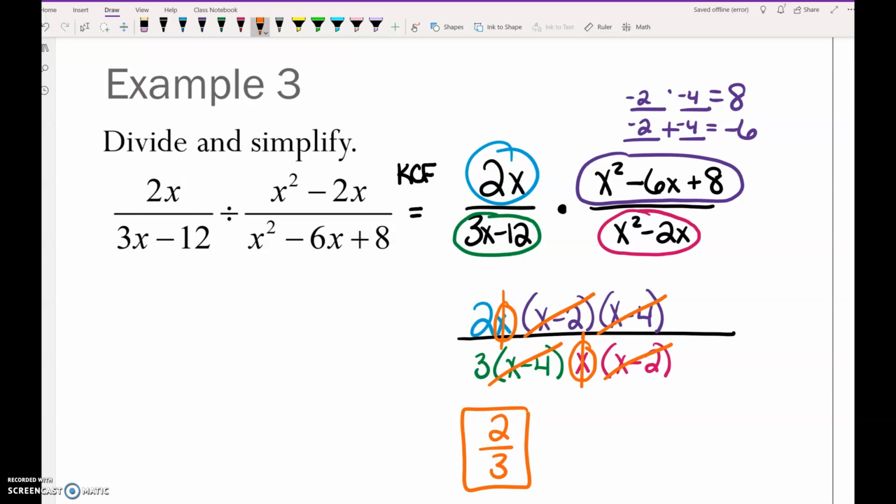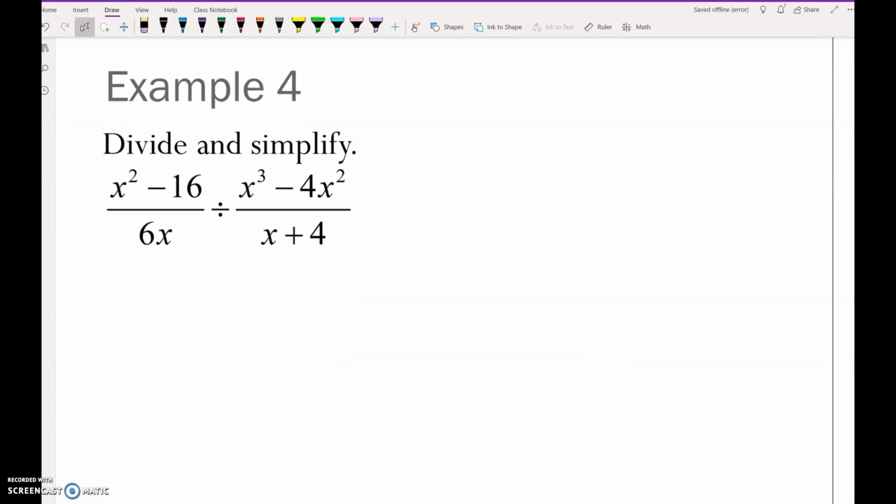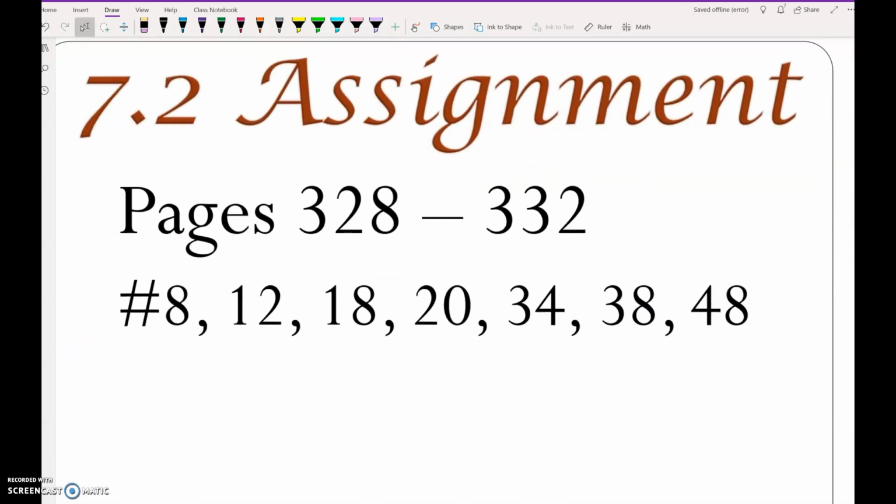All right, if you try example 4 on your own and want to check your answer, I will have the answer. I'll show it up here on the video in a minute. Otherwise, you can start working on your assignment.